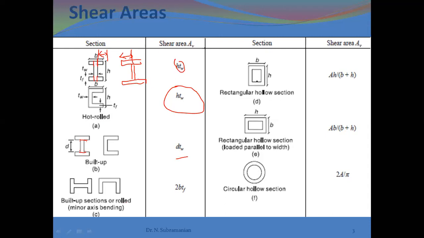And you can go with the rectangular hollow section. The shear area will be A into h by b plus h. Okay, so why do I say A into h? Here these are going to act as the shear area, because they are what we call webs. Okay, so here this is acting as a shear area. Okay, so in circular hollow section, shear area is 2 into A by pi. Okay, so these areas are important.